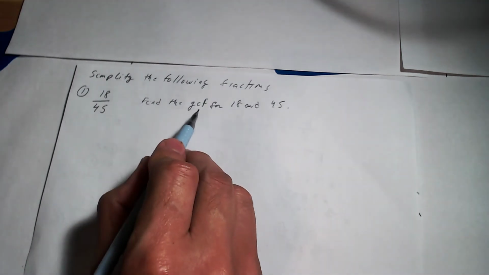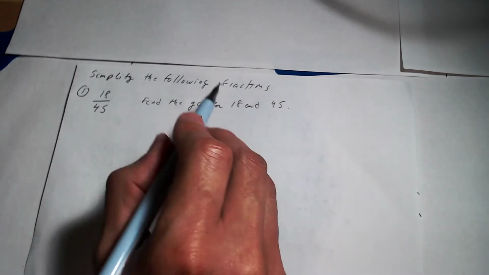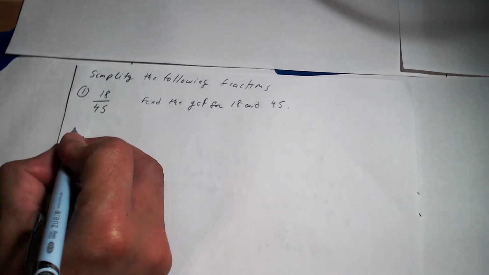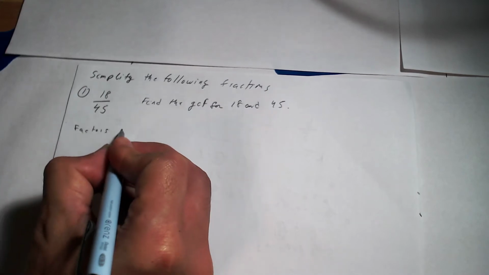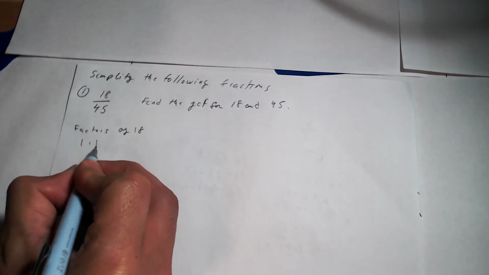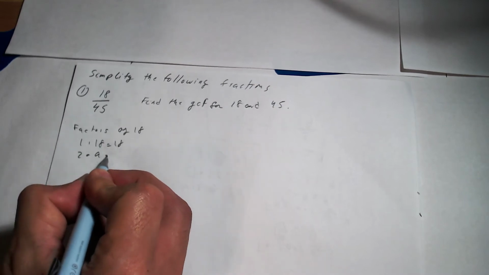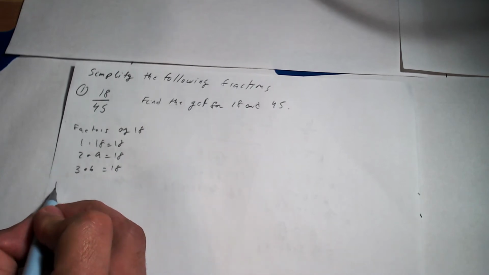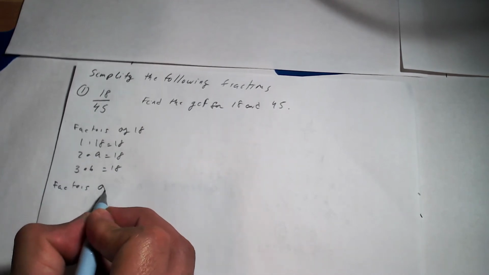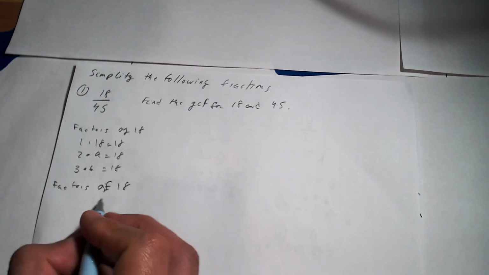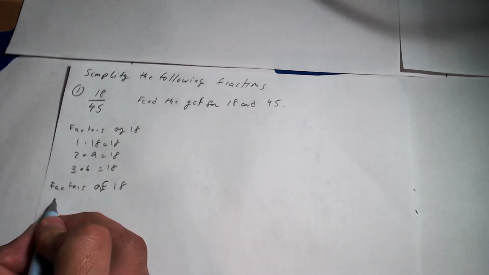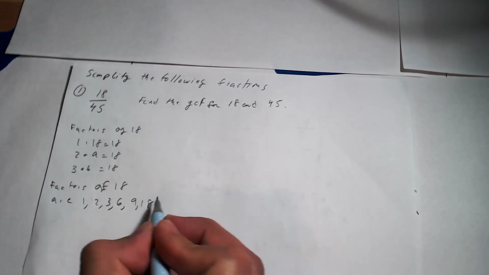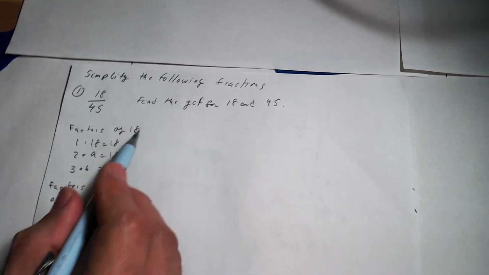So how do we find the greatest common factor for 18 and 45? Well, from the previous videos, we need to first find the factors of 18 and the factors of 45. So what are the factors of 18? Well, 1 times 18, 2 times 9, 3 times 6. So all the factors of 18 are 1, 2, 3, 6, 9, and 18, right? So those are all the factors of 18.